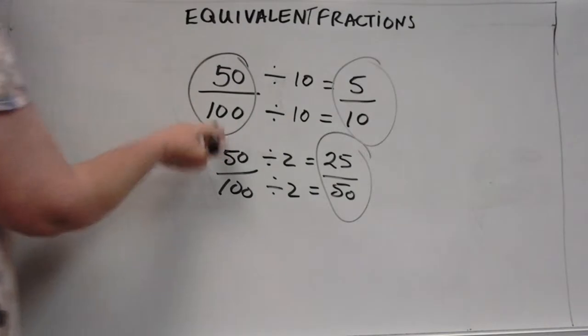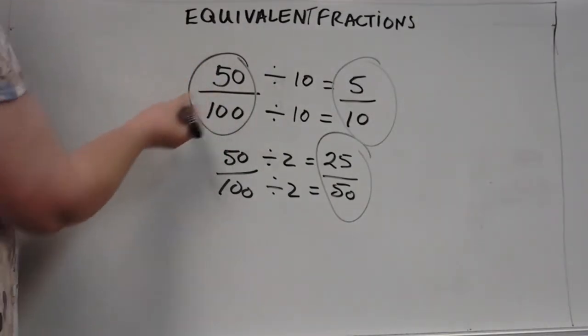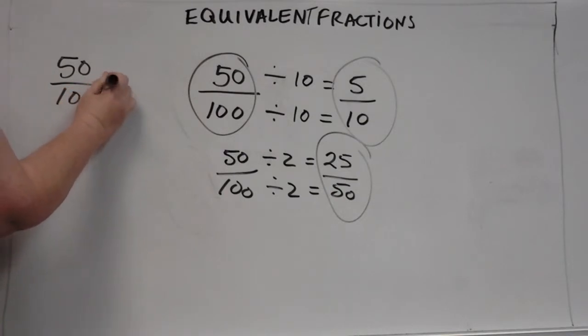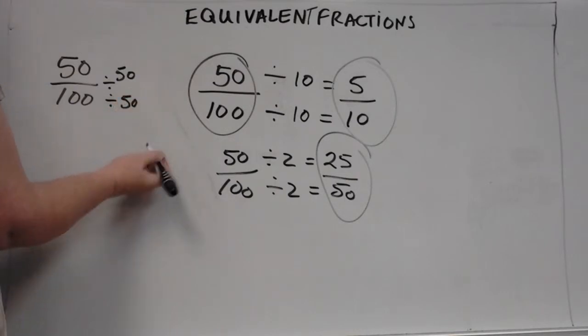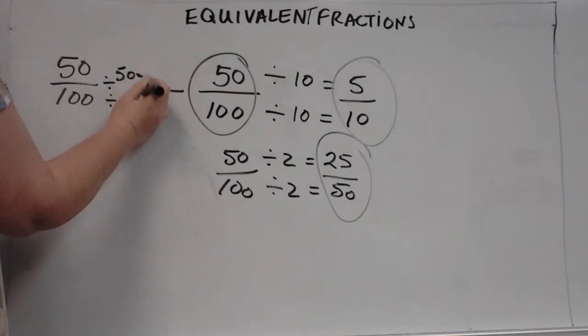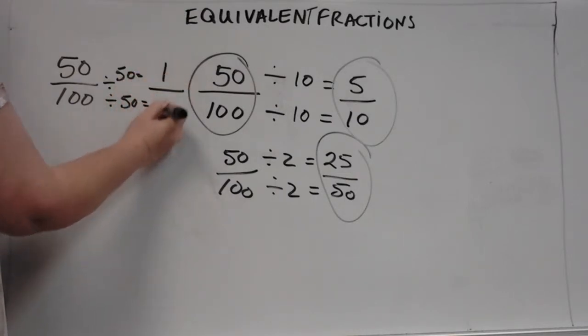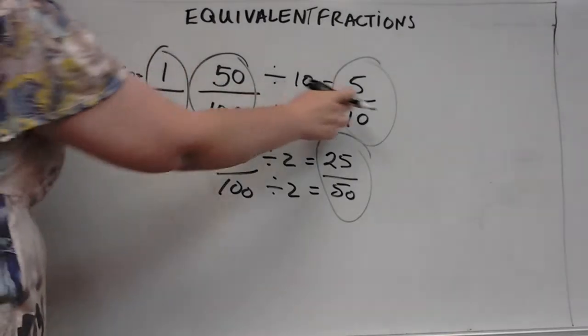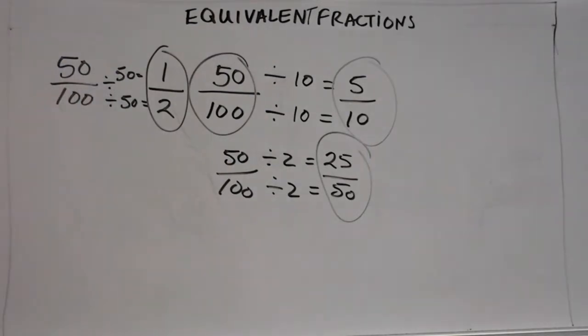If I reduce this all the way down and divide it by 50, what if I divide by 50? What am I going to get? Going to get 1 over 2, because that's 1/2. All those are the same amount. They're the same piece of the whole. That's what makes them equivalent fractions.